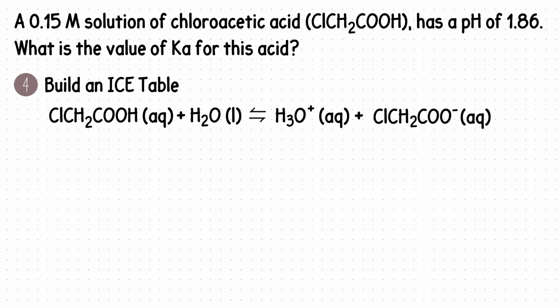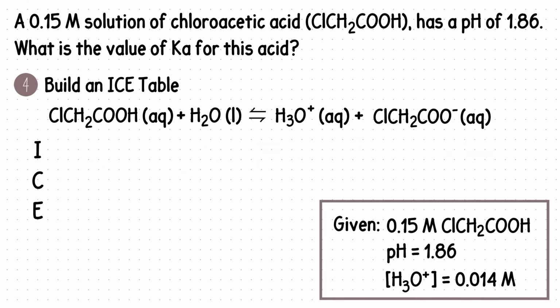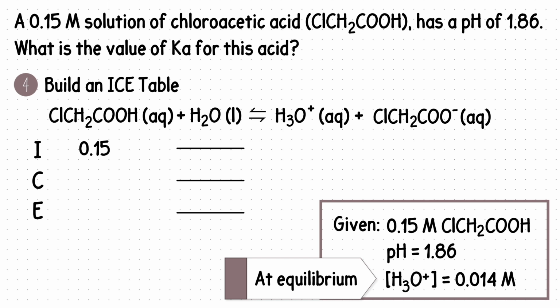Step 4 is to build an ice table. This was what we were previously given and the concentration we found in step 2. The initial concentration of our acid was given, so we'll place that here. We don't include water in our ice table because we don't include liquids in our Ka expression. Looking at the products, we are not given the initial concentration of hydronium. So be careful here. This is the concentration at equilibrium, not the initial concentration.